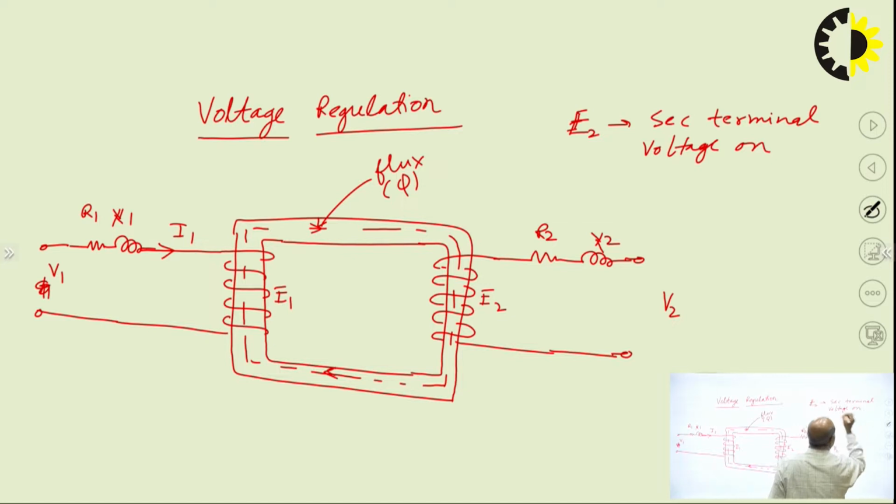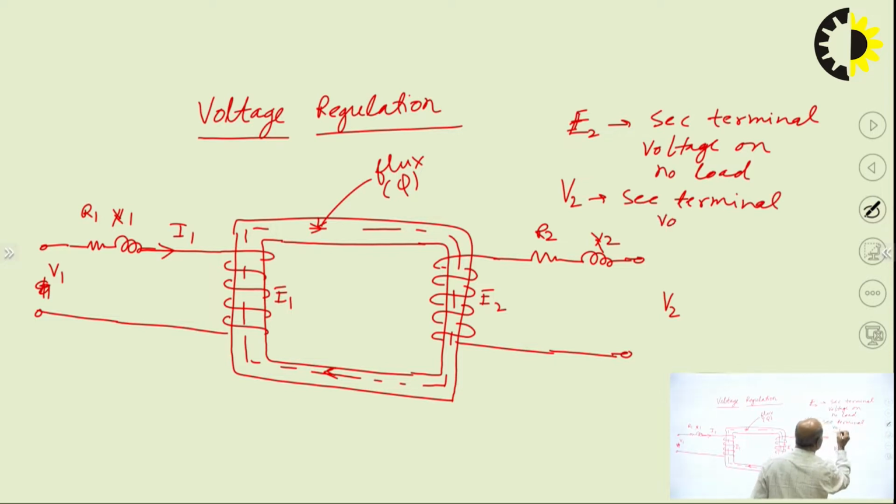on no load, and V2 is the secondary terminal voltage on load. Now we have said that loads are generally of lagging power factor nature, and that's why in the case of a lagging power factor load, this voltage will be less than E2 and there will be a drop in this voltage, and voltage regulation, we define voltage regulation.